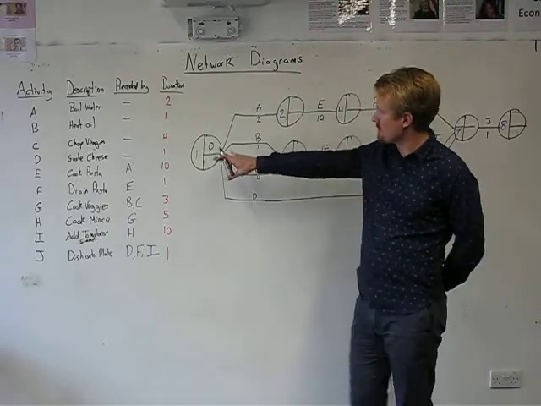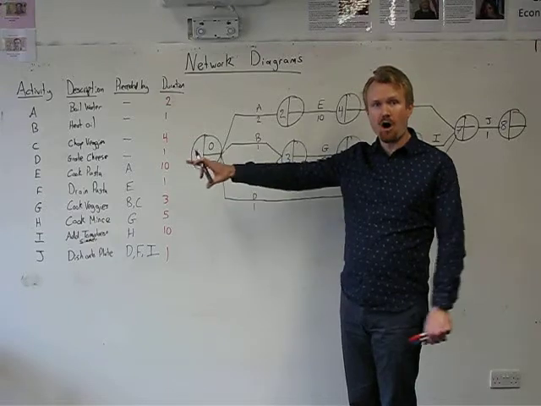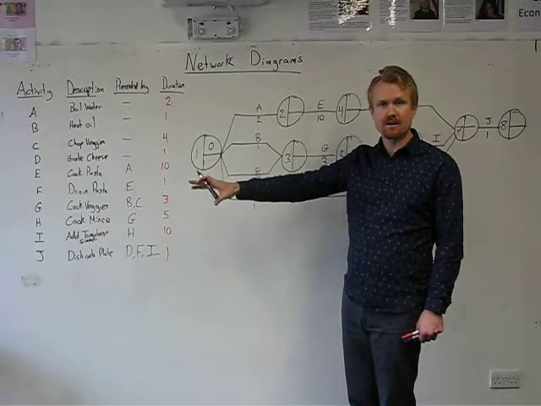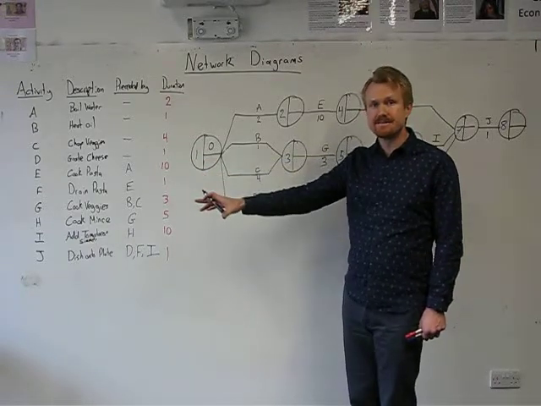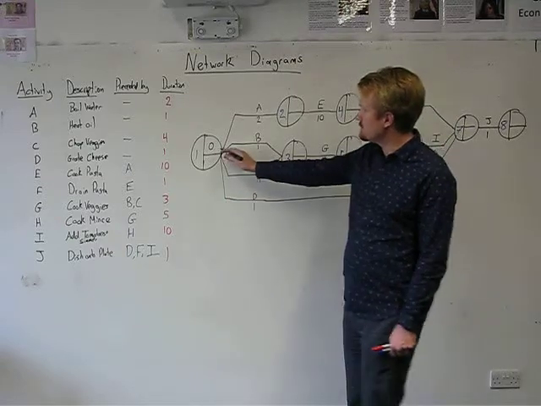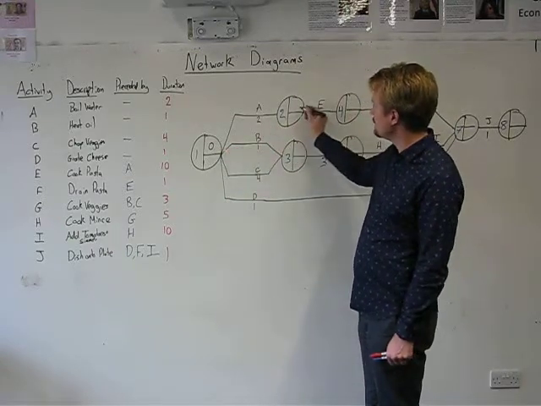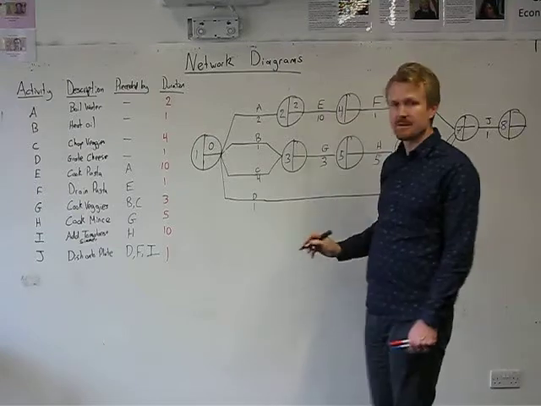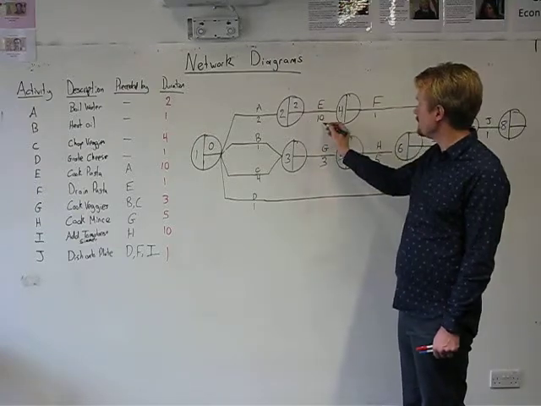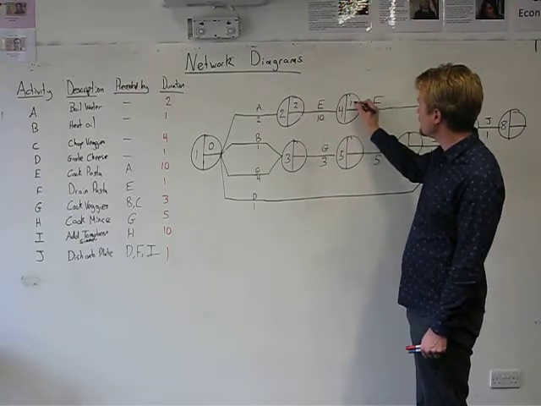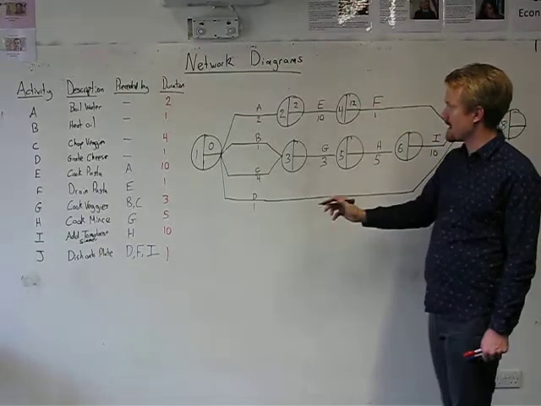So working with the earliest start times, we add on the duration of the next task, working from left to right, to the previous earliest start time. So 0 plus 2 will give us 2 earliest start time there. 2 plus 10 will give us 12 earliest start time there.